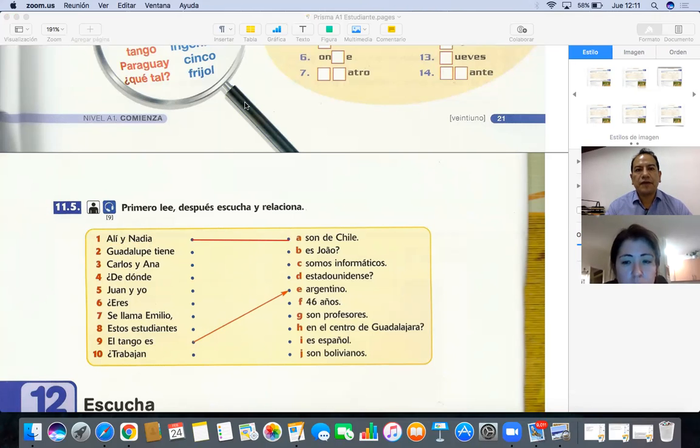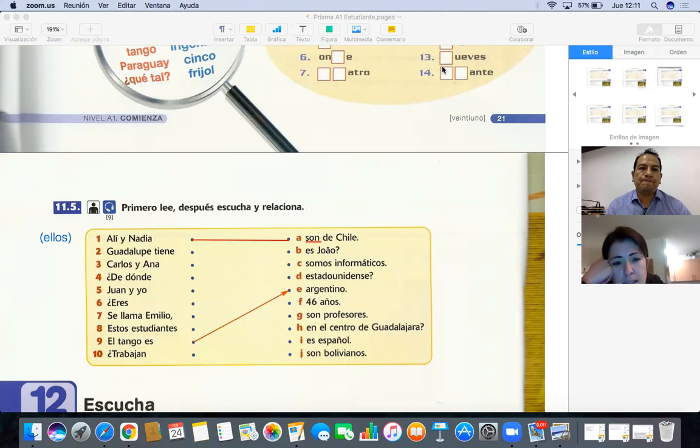That is ellos, right? That is ellos if we talk about those two people. So that would be ellos, they, Ali and Nadia. And that's why we said son, right? Ellos son de Chile. They are from Chile. Same thing: Ali and Nadia, which is the equivalent of they or ellos, are from Chile. That's the logic behind these sentences. Okay, and so what about número dos?